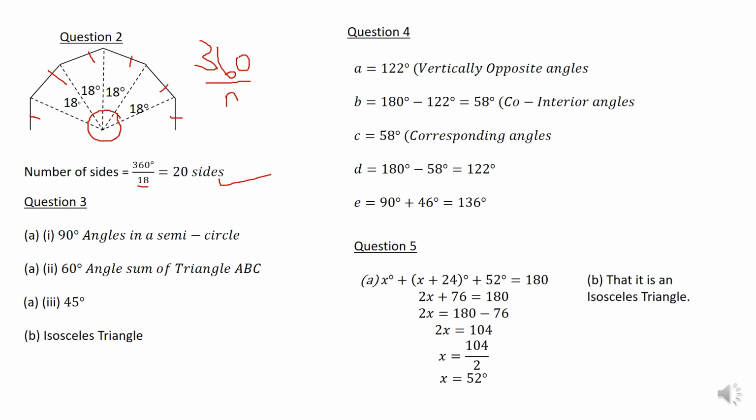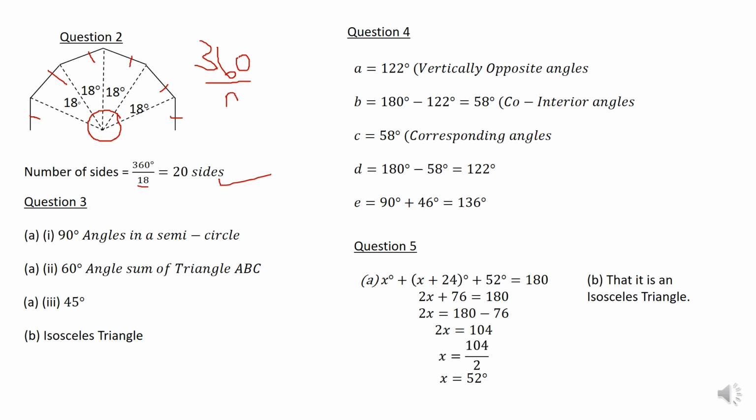And question 3, 90 degrees angles in a semicircle, 60 degrees angle sum of a triangle. That means if you add all the three angles of a triangle, you add up to 180 degrees. So one is missing to give you that particular 180, which is 60. 45 degrees here. That was an isosceles triangle.